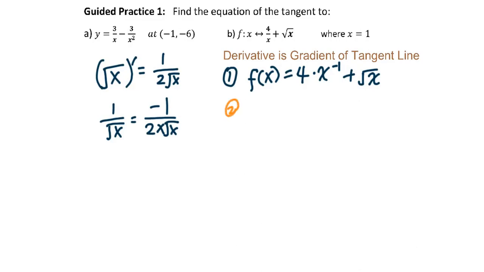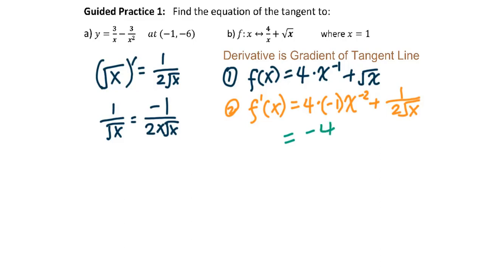Therefore, for second step, you need to figure out the derivative function. That is 4 times, drop down minus 1, so x to the negative second power, plus, for square root of x, let's get the answer directly. So organize: negative 4 over x squared plus 1 over 2 square root of x.